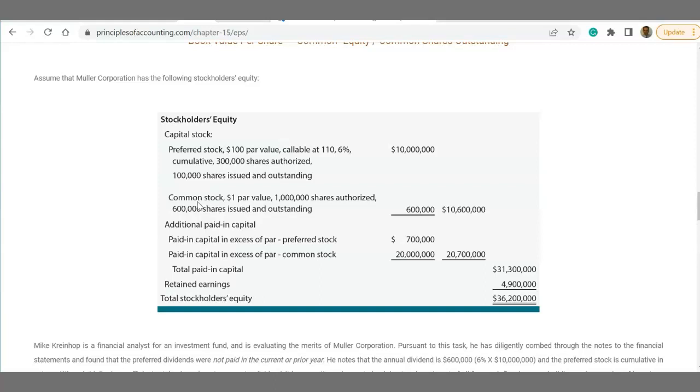However, the common stock is $1 par value, 1 million shares authorized, 600,000 shares issued and outstanding. Additional paid-in capital for preferred stock is 700,000, and for common stock is 20 million. Total paid-in capital is 31,300,000. Retained earnings is 4.9 million. Stockholders' equity is 36,200,000.